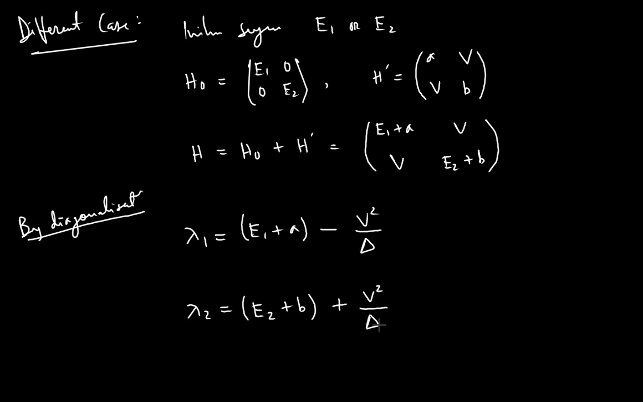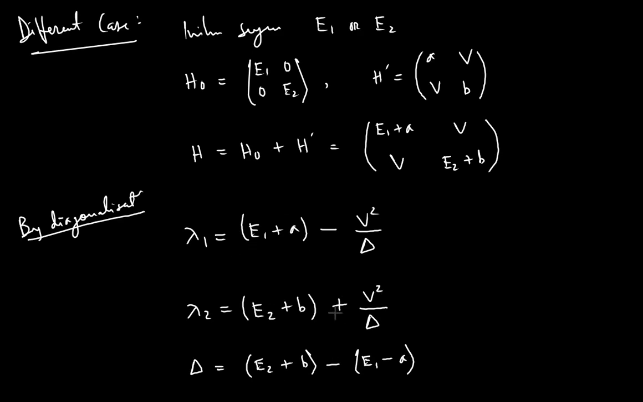So you see the same thing is happening. And what's the value of delta? The value of delta is again a little bit different. It is basically the difference between the two. So the value of delta is E2 plus B minus E1 minus A.